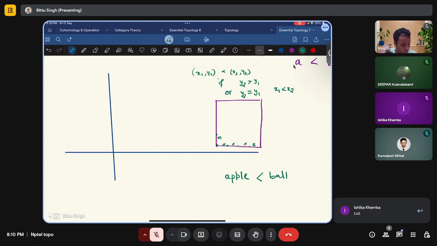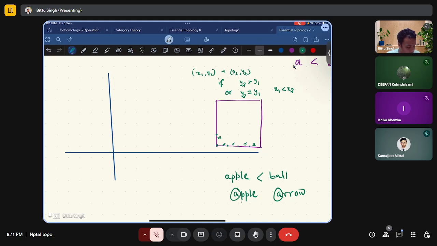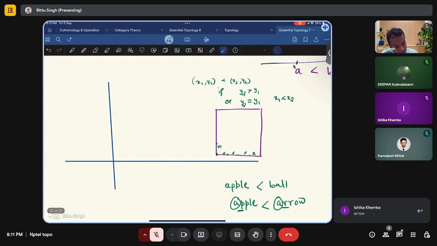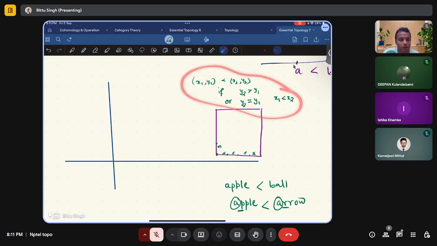Yes, exactly. Similarly, now suppose both start with A, for example, apple and arrow. Now which will be bigger? Both have the same first entry, but now we look at the remaining entries. There is P and there is R. Exactly, arrow is bigger. So this is how the topology is defined in a dictionary.